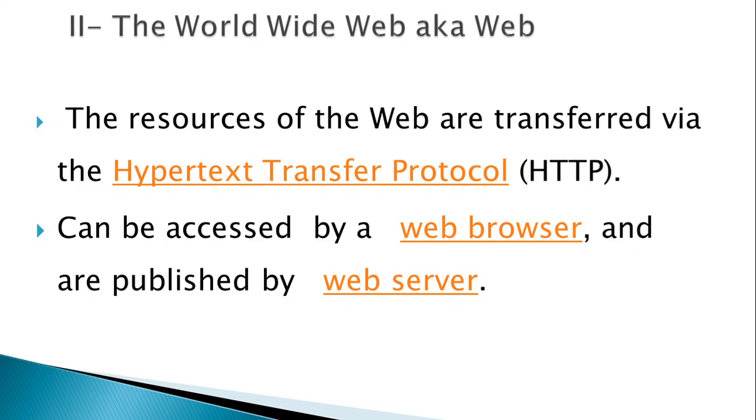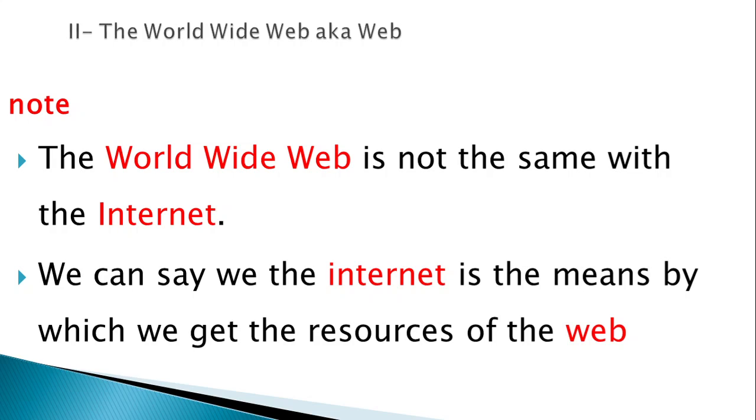The resources of the web are transferred via the hypertext transfer protocol, called HTTP, and can be accessed by a web browser and are published by a web server. So we are still on the World Wide Web. The World Wide Web is not the same as the internet. We can say that the internet is the means by which we get the resources of the web.